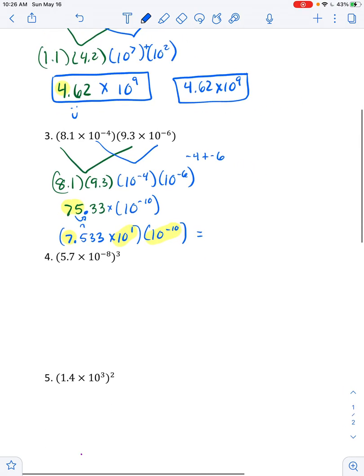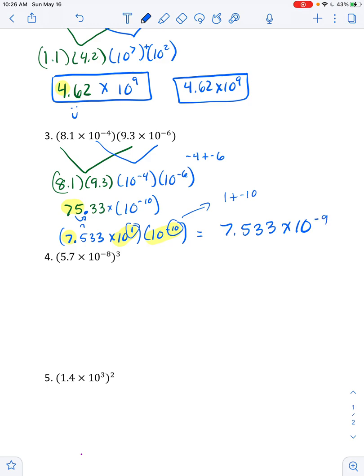But this part's pretty easy because these are the same base. Excuse me. So my 7.533 doesn't change. And then my power of 10 is 1 plus negative 10 for these two numbers. And so I end up with a negative 9 as my power.